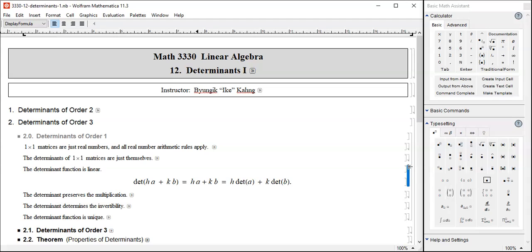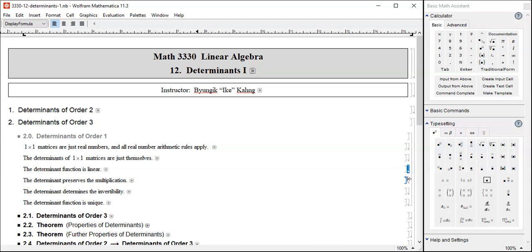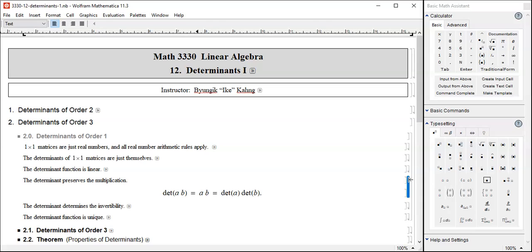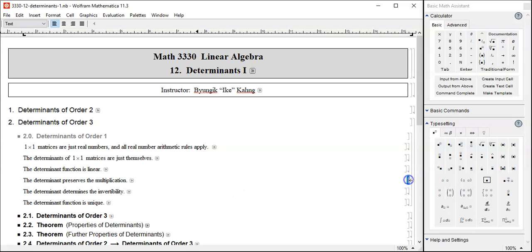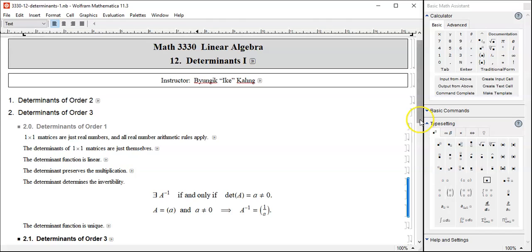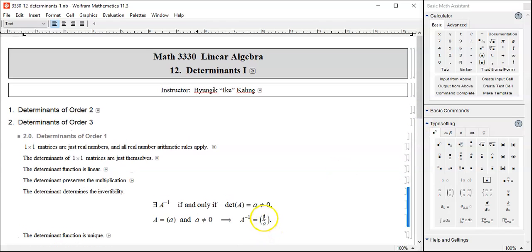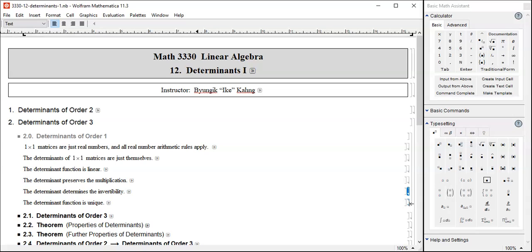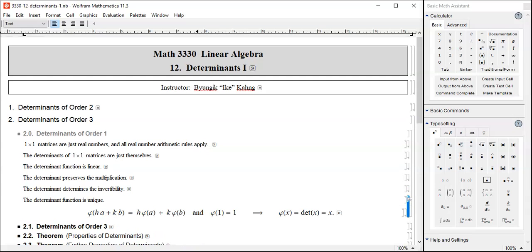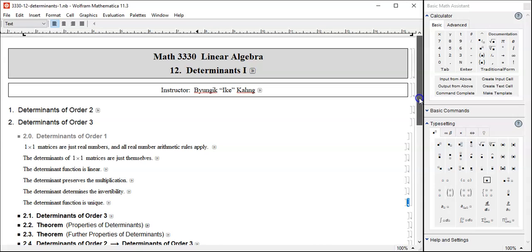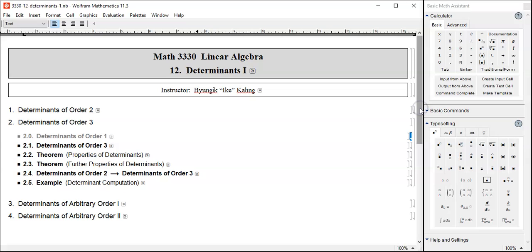Therefore, it's linear. It preserves multiplication. It determines invertibility. Oh yes, we have to have the fraction 1 over a, so the denominator should not be 0. That makes sense. And then the uniqueness: even though this computation is not difficult, theoretically the uniqueness is a little bit difficult a concept, so let's just move on. And that was a quick review of the concepts that we are going to review.